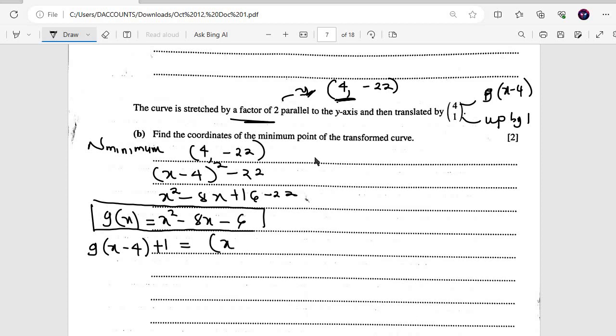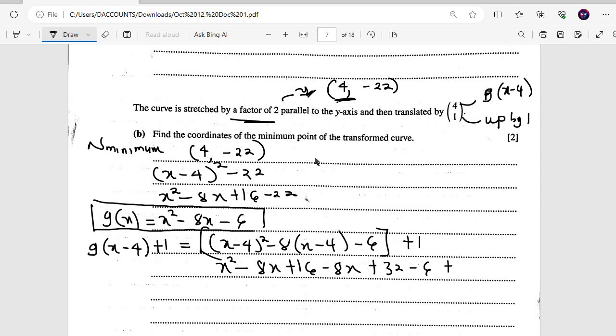which is the same thing as (x minus 4) all squared minus 8(x minus 4) minus 6 plus 1. This one will give us x squared minus 8x plus 16 minus 8x plus 32 minus 6 plus 1. At the end of the day, I have x squared minus 16x, 16 plus 32 minus 6 plus 1. That gives us 43.